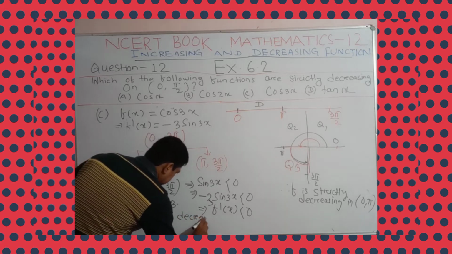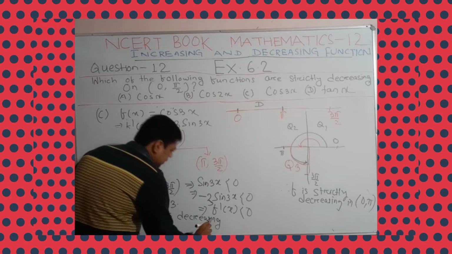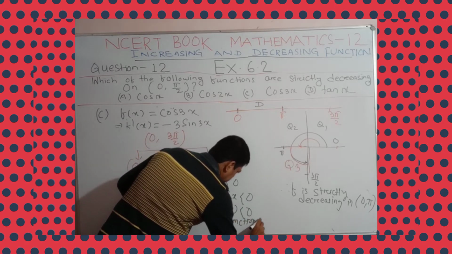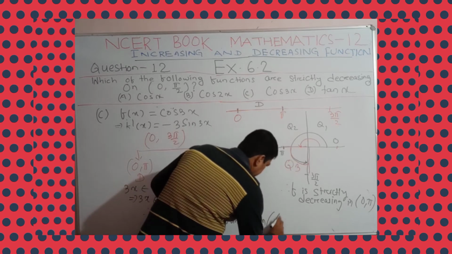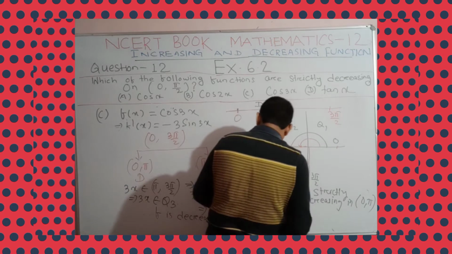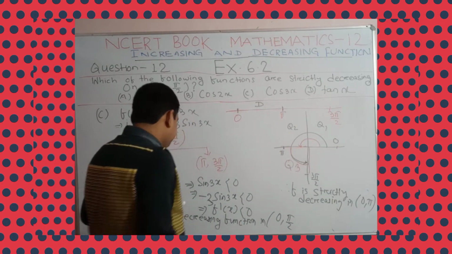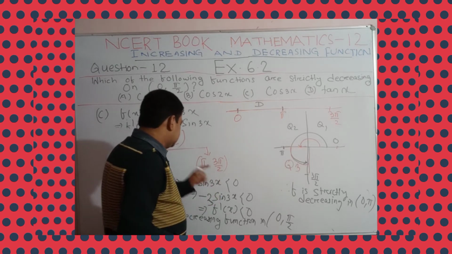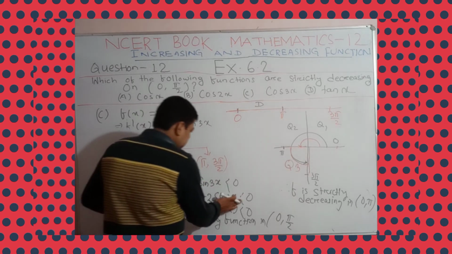F is a decreasing function in the given interval 0 to pi by 2. Okay, here f is strictly decreasing if minus 3x sin 3x is less than 0, so minus 3x is greater than 0.